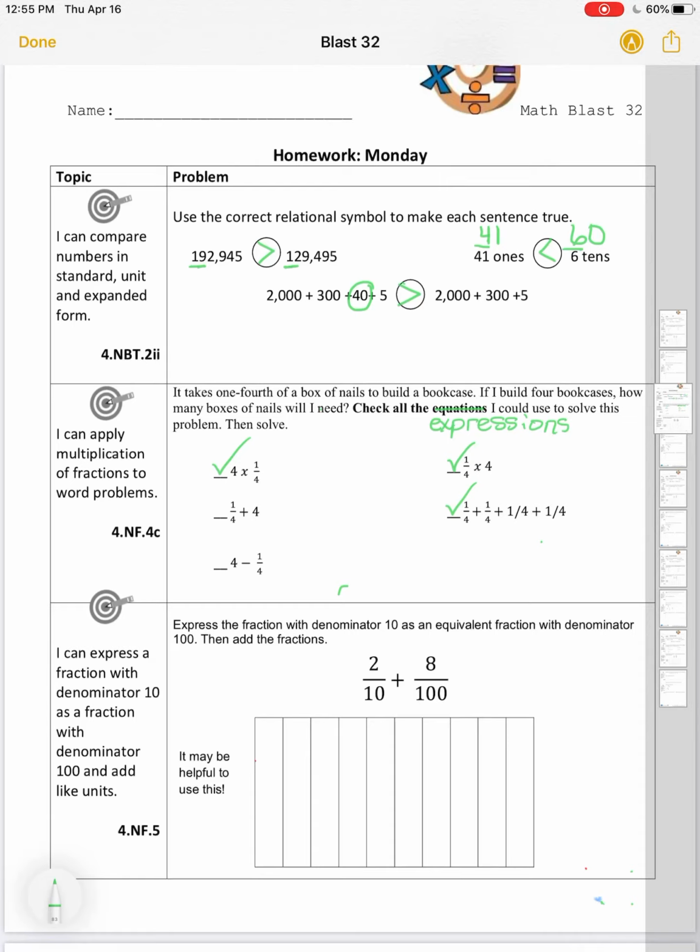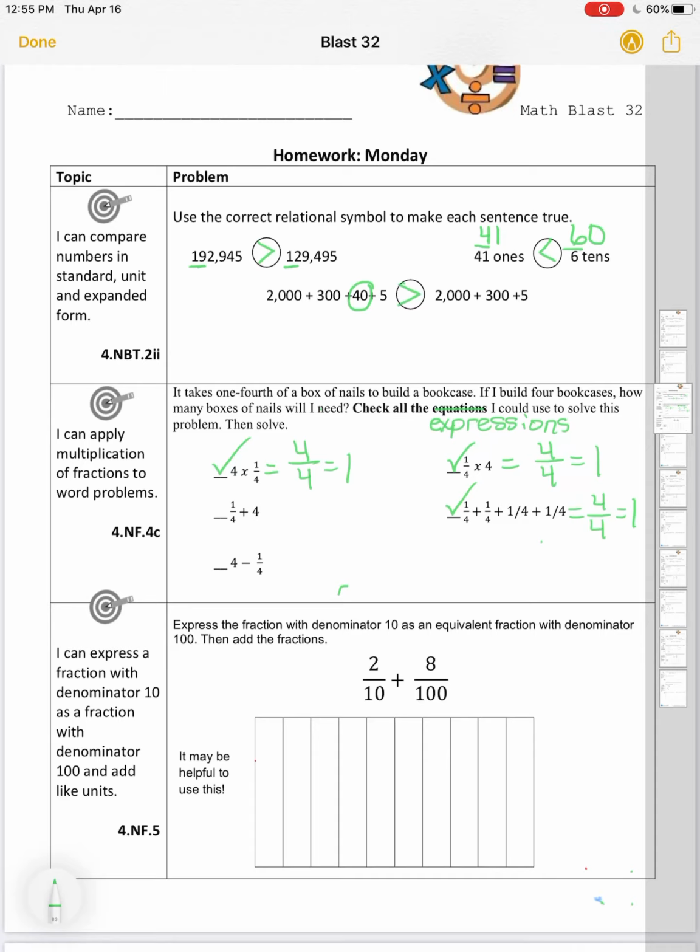All right, and we can't use 1/4 plus 4 or 4 minus 1/4 because those don't mean the same thing as 4 groups of 1/4. Now we want to see what are those all equal to. 4 groups of 1/4 would be 4 fourths or 1 whole. And again, we said all of these were equal to each other, so they're all going to have the same answer.